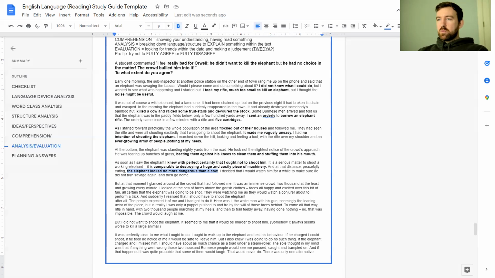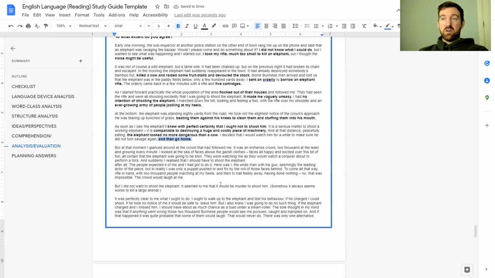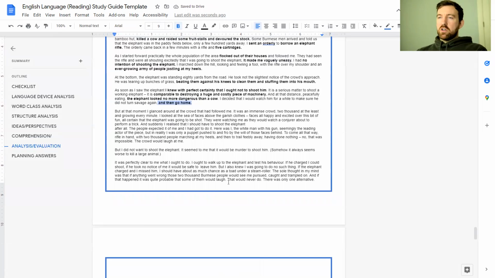I decided that I would watch him for a while to make sure he did not turn savage again and then go home. So this bit about going home has connotations of not killing the elephant and just getting out of that. But at that moment, I glanced around at the crowd that had followed me. It was an immense crowd, 2,000 at the least, and growing every minute. I looked at the sea of faces above the garish clothes. Faces all happy and excited over this bit of fun, all certain that the elephant was going to be shot.